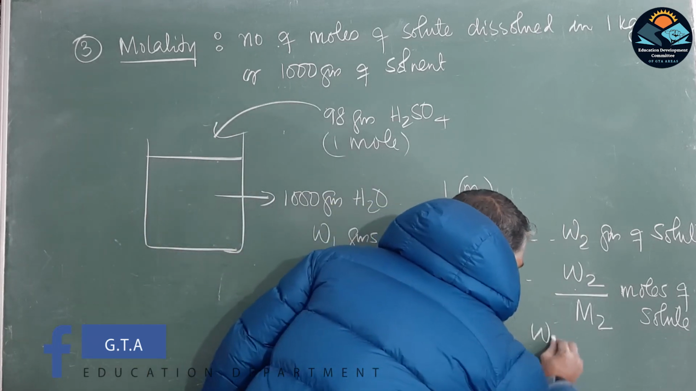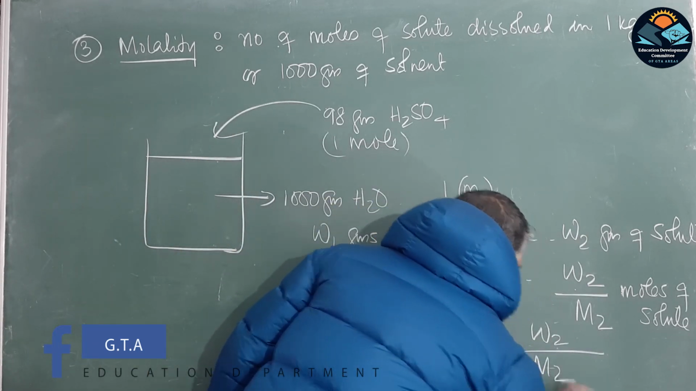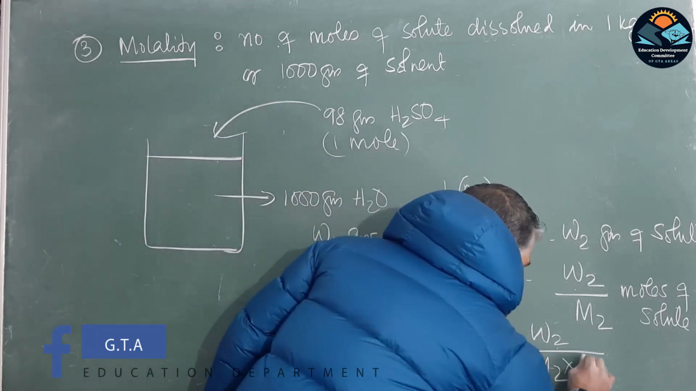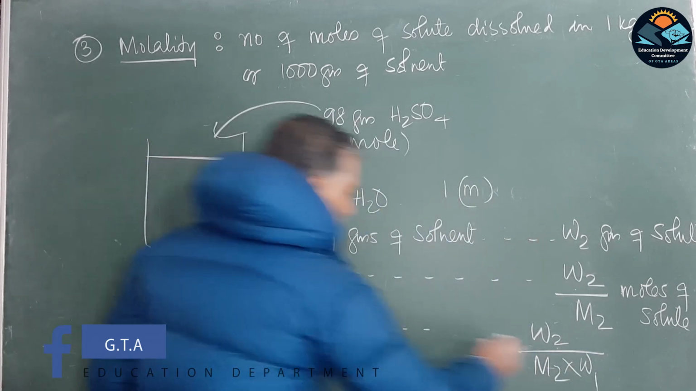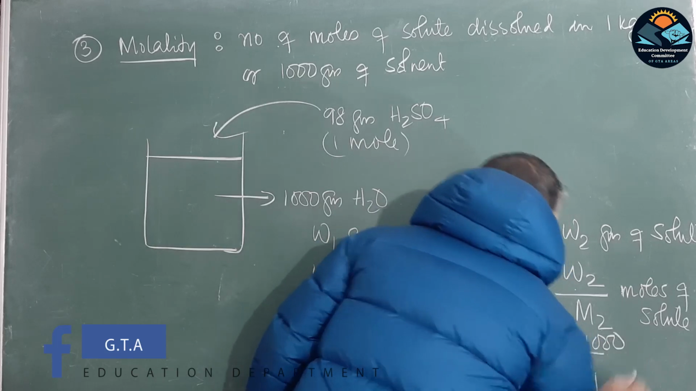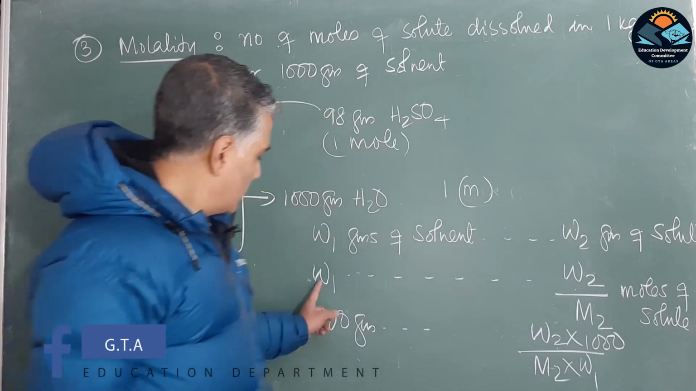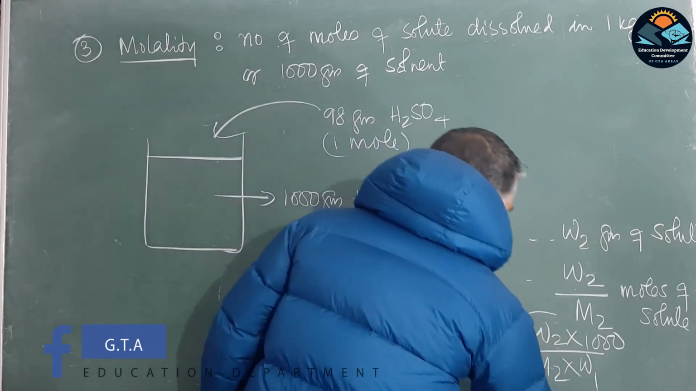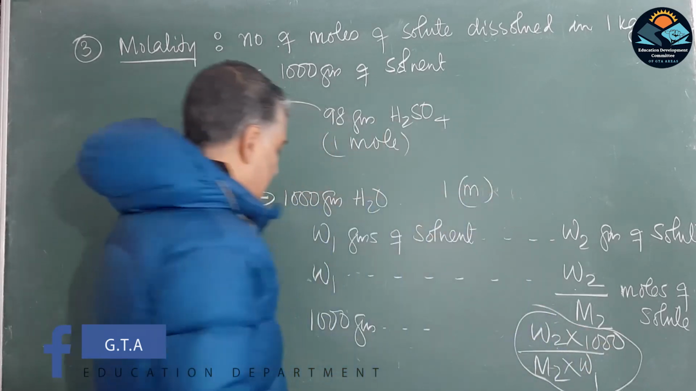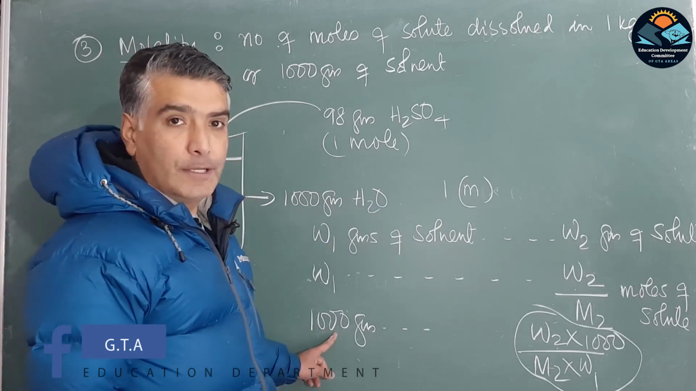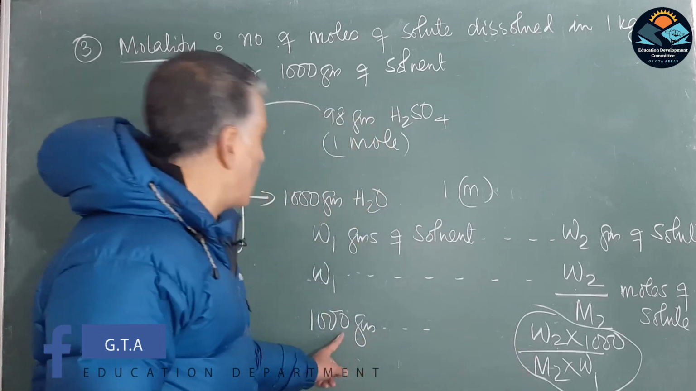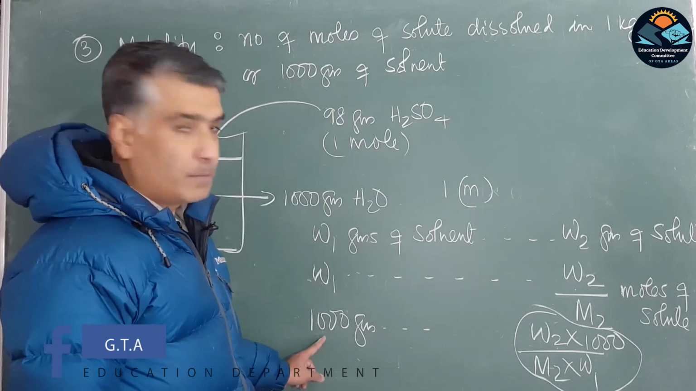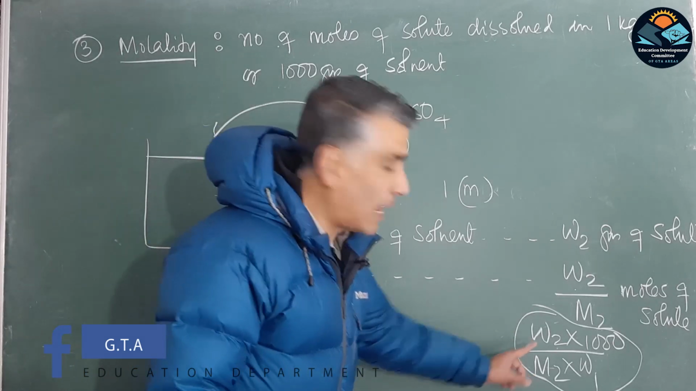What do I do there? I take this W1 to the other side and divide, and then 1000 goes and multiplies, isn't it? That's how the unitary method is carried out. W1 divides there, 1000 multiplies. So I have the number of moles of solute that is dissolved in 1000 grams of solvent, and number of moles of solute dissolved in 1000 grams of solvent is molality. So that's the molality. Okay.